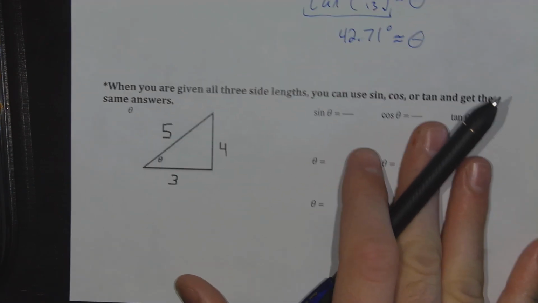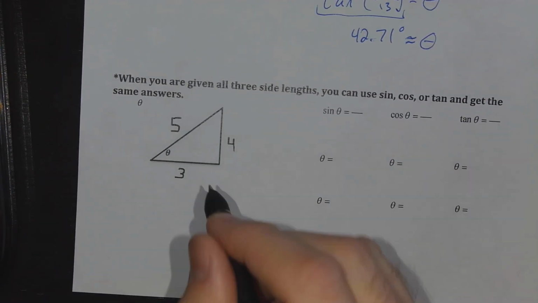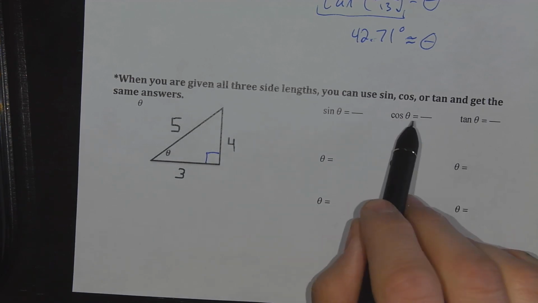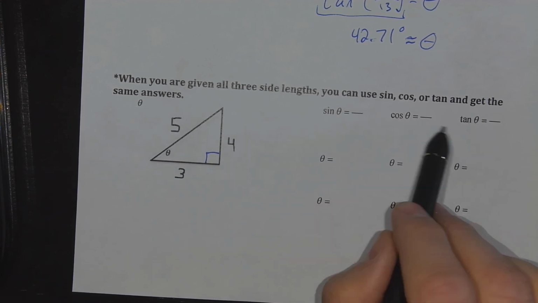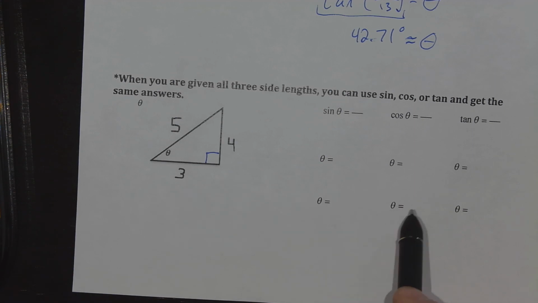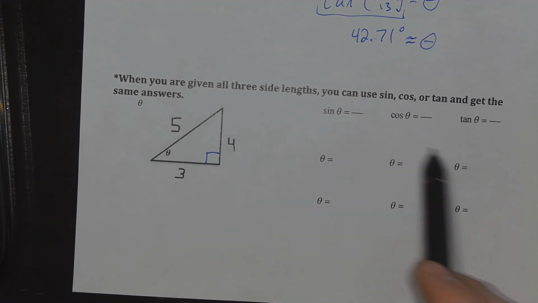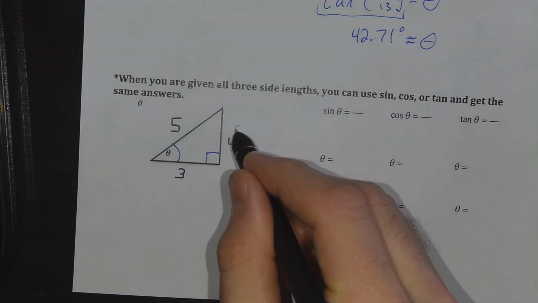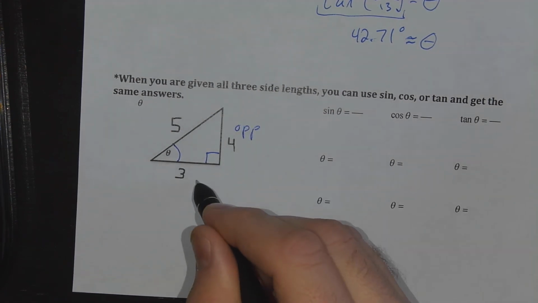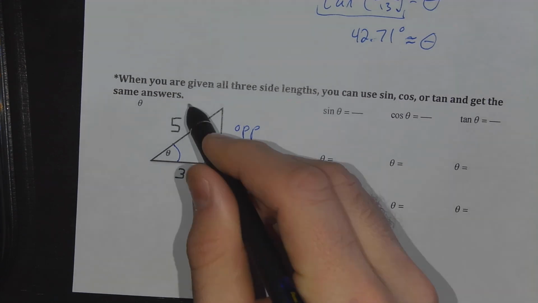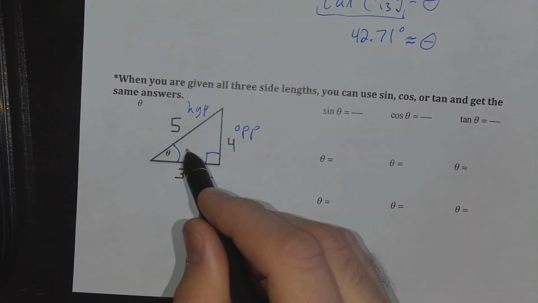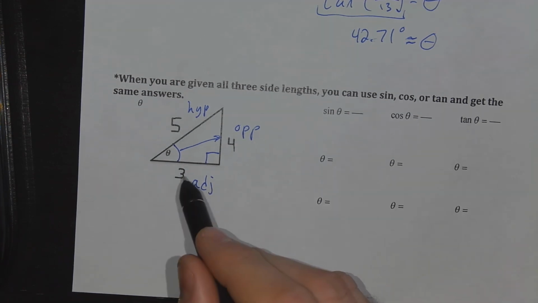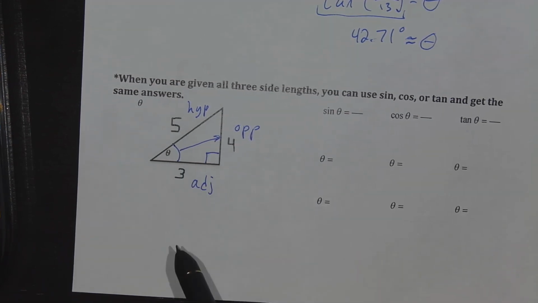In this example down below, we have a right triangle with all three side lengths given. We're going to find out what sine theta, cosine theta, and tangent theta are in ratios, and then we're going to find the angles for each one of them using inverse sine, inverse cosine, and inverse tangent. So from this angle theta, I'm marking 4 opposite, 3 adjacent, and 5 hypotenuse. Opposite is across from the angle theta, adjacent touches the angle, and hypotenuse is across from the right angle.